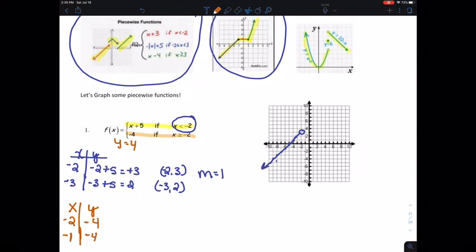So I'm going to start at -2, 1. I'm sorry, -2, -4. And I'm going to put a closed circle. And because it's a horizontal line, I can just draw my horizontal line. Okay?